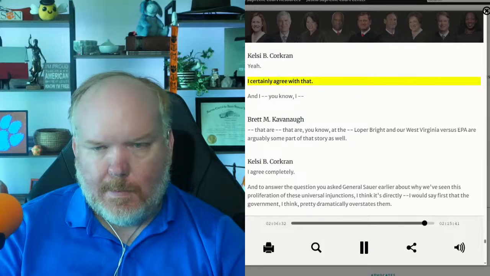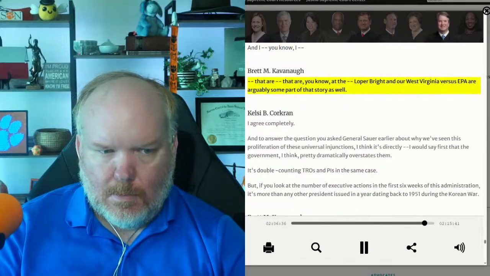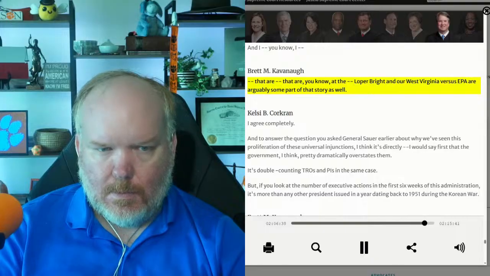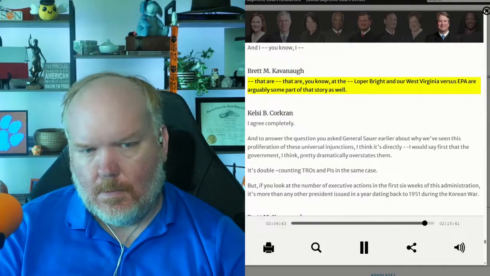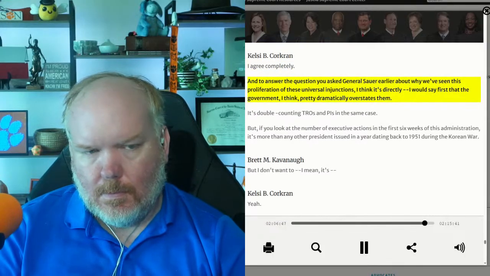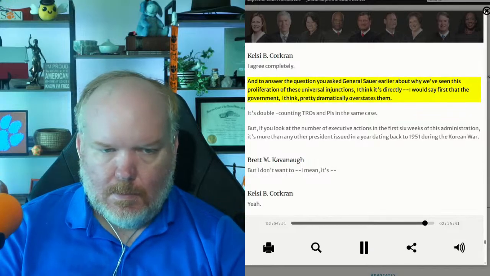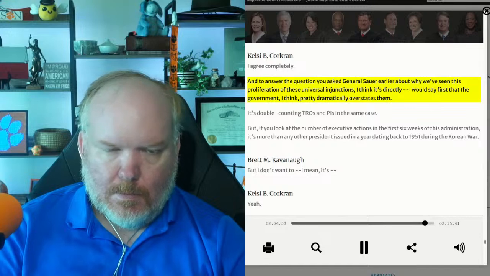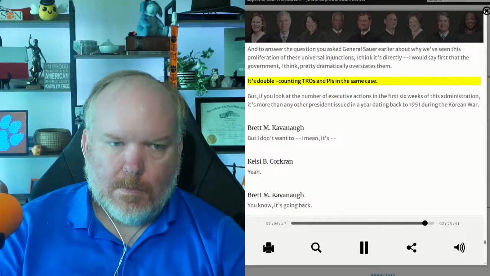I certainly agree with that. And that Loper Bright and West Virginia versus EPA are arguably some part of that story as well. I agree completely. And to answer the question you asked General Sauer earlier about why we have seen this proliferation of these universal injunctions, I would say first that the government pretty dramatically overstates them. It's double counting TROs and PIs in the same case.